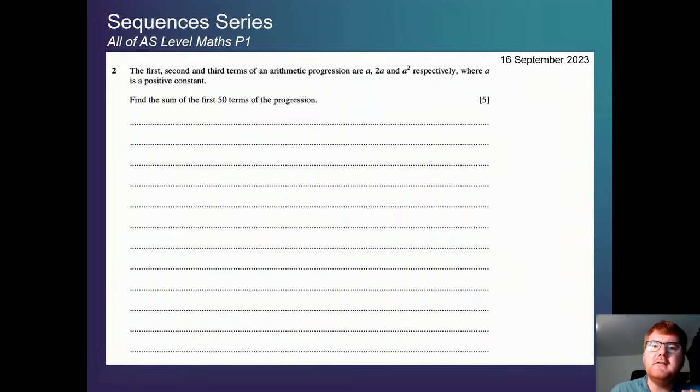Okay, on to a very different style of question. It is earlier in the paper, so on the surface it should be easier to do, but there's less structure in this kind of question. And this can come up, and I'm going to show you how I think about this question. So we have the first, second, and third terms of an arithmetic progression. I see that key phrase, so we're going to be adding or subtracting in our particular progression that we've got here.